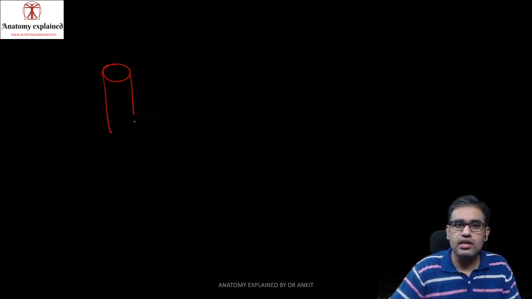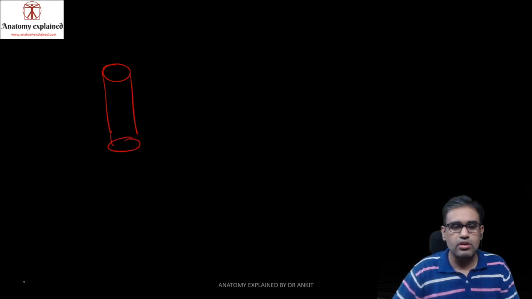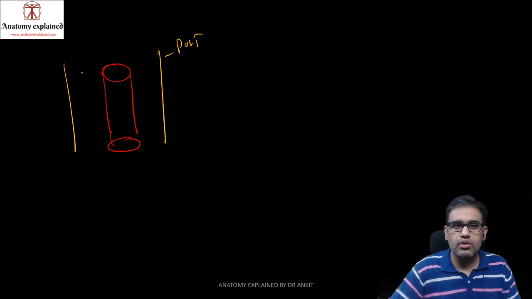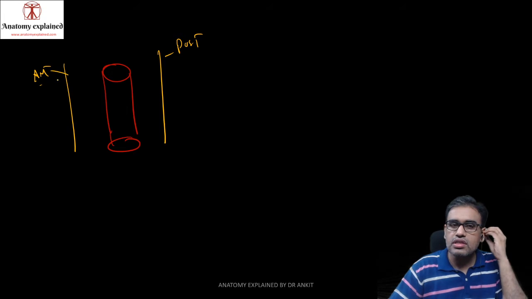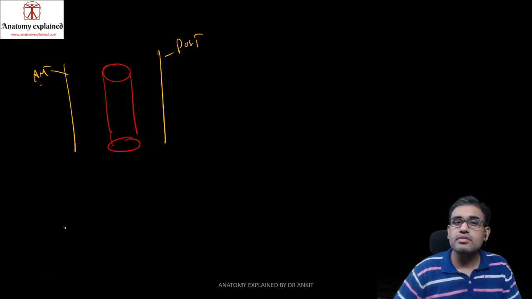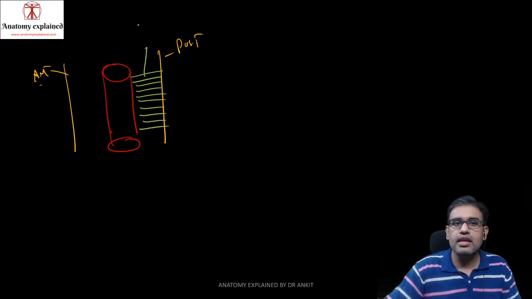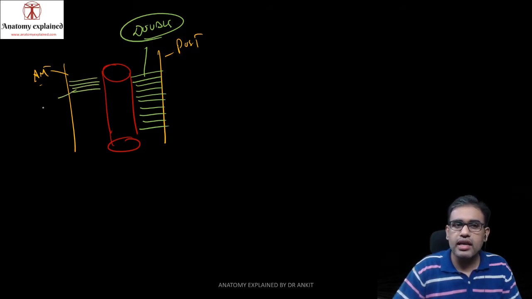Supposedly this is the gut tube, embryologically gut tube, and this is the anterior body wall. This is the posterior body wall, and that is your anterior body wall. Now this gut tube can't be left hanging like this, so it is actually connected to the posterior body wall by this double layered fold of peritoneum. And also the lower part of foregut is connected to the anterior body wall by this double layered fold of peritoneum. Obviously it is anterior, so we call it ventral.